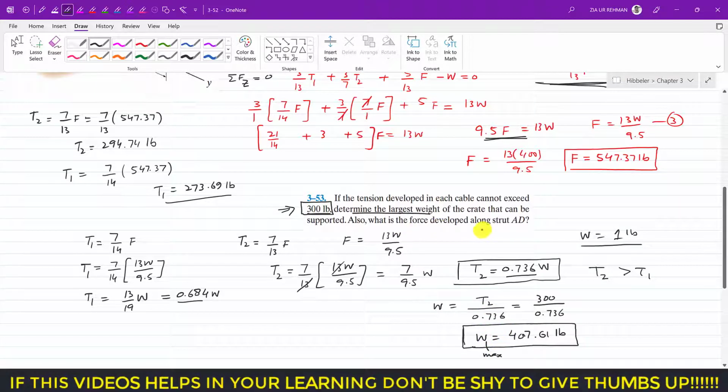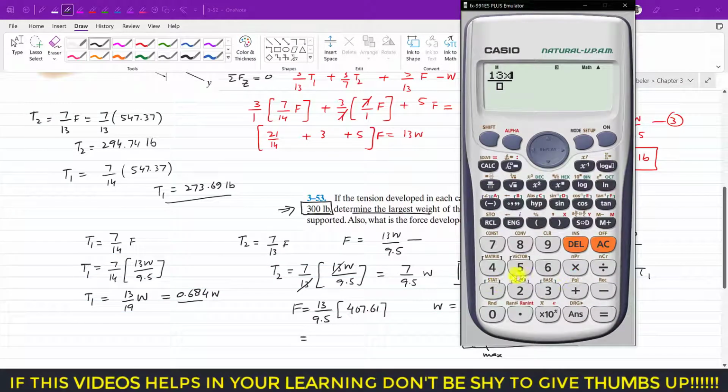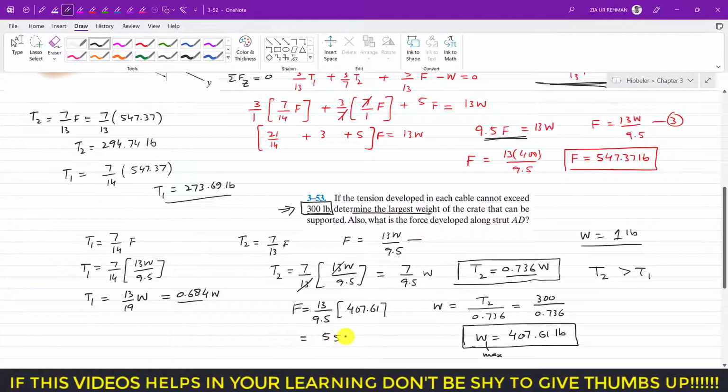Now it is asked, what is the force developed along strut AD? This is the force which is developed along strut AD in terms of W. So we can write that force F is 13 divided by 9.5 into that weight, which is 407.61. So that is 13 multiplied by 407.61 divided by 9.5. This gives us 557.78 pounds. This is that force F which is developed in the strut.